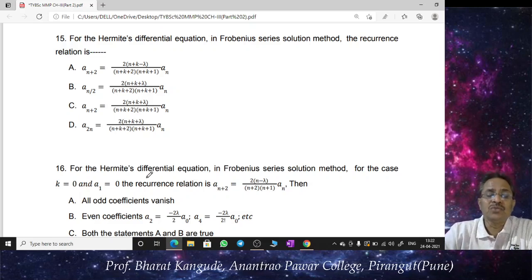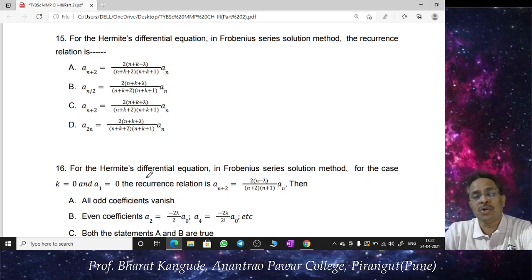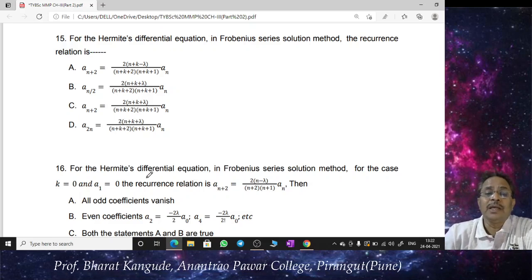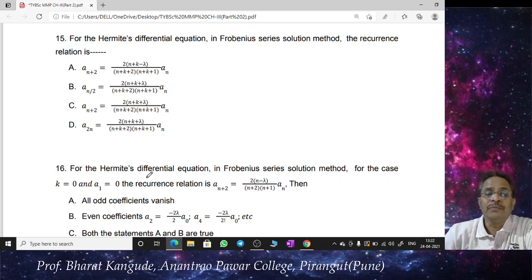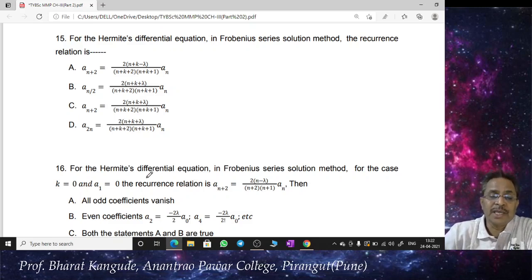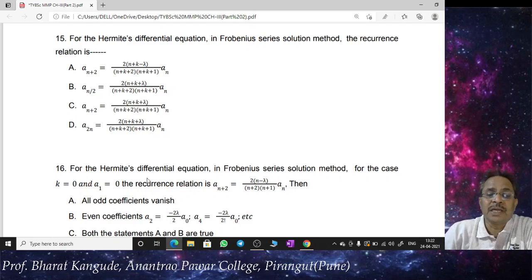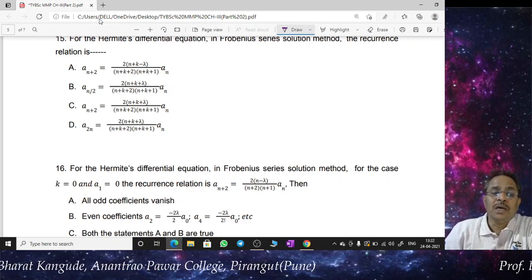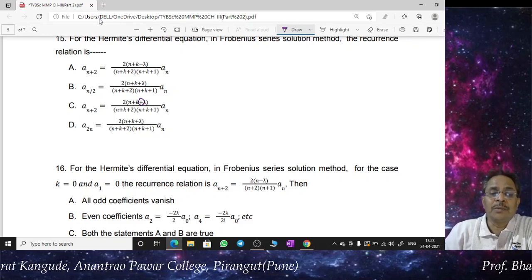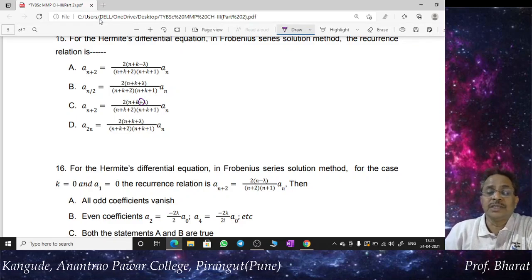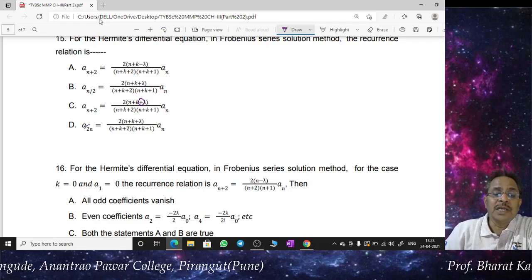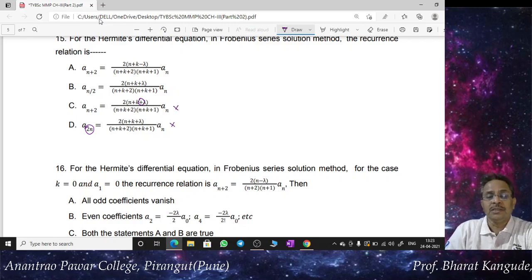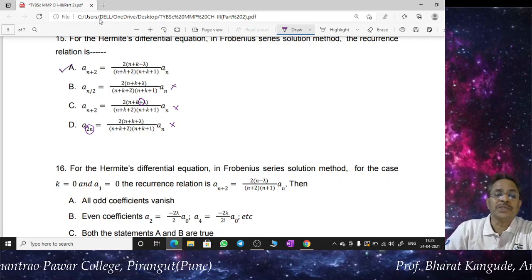So option A is a(n+2) equal to 2(n+k) minus lambda, upon (n+k+2)(n+k+1), into a_n. Option B has the right-hand side exactly the same as option A, but here the 2 into (n+k) term has been changed and the lambda has been changed. Otherwise numerator and denominator are the same, multiplied by a_n. So this is not a correct relationship. Here it is not correct. So again option A is correct in this case.